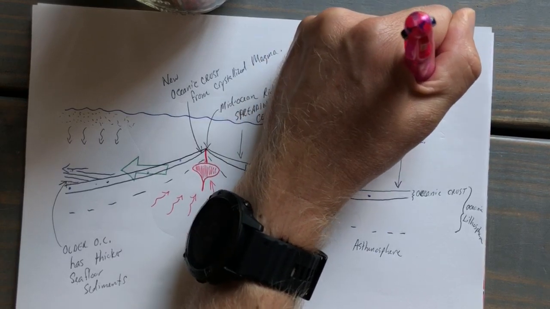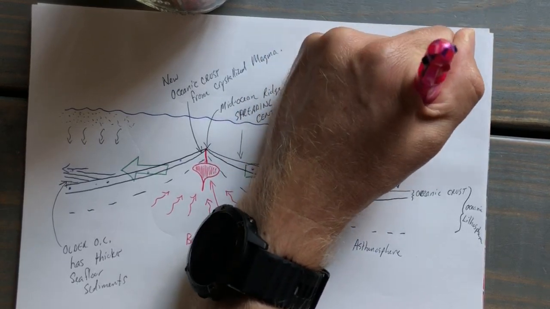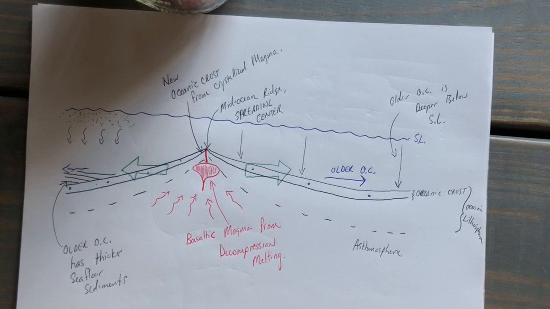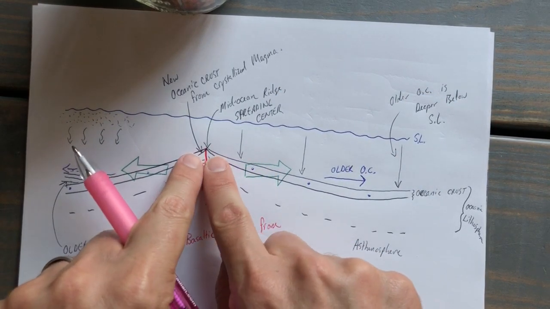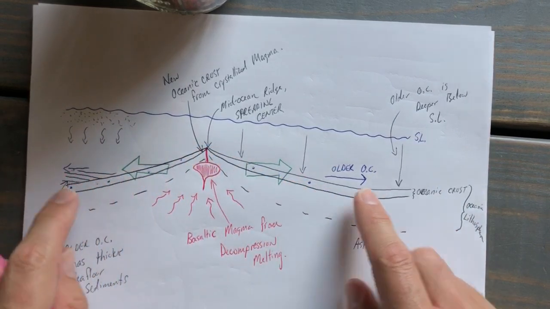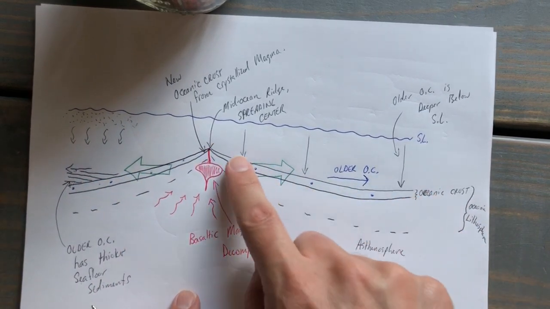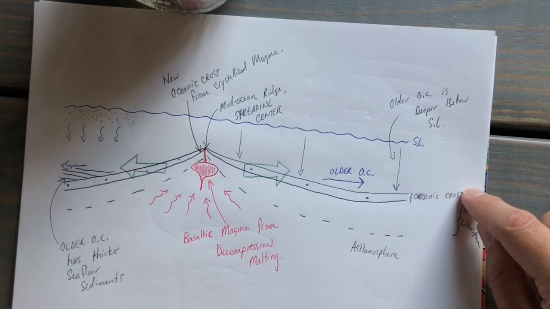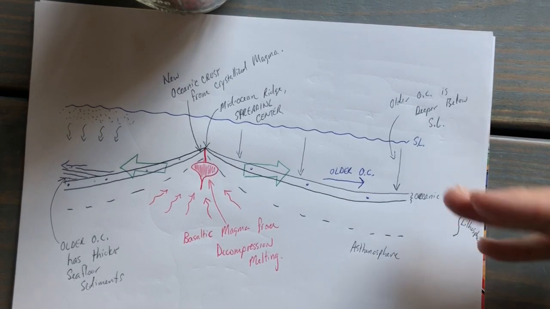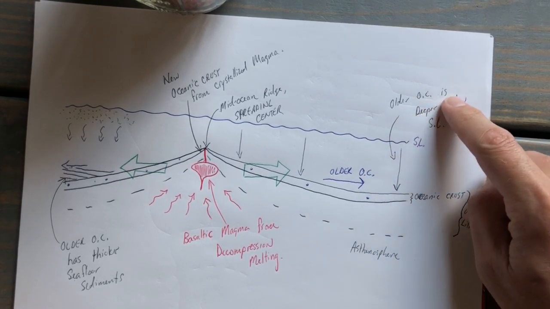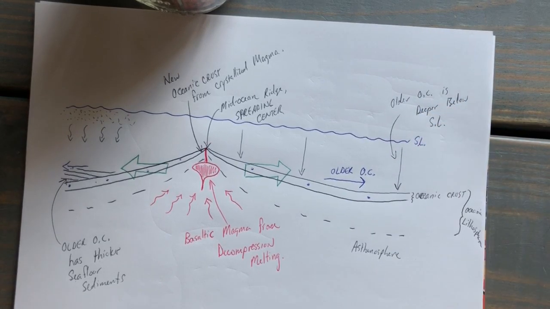The other view is that older oceanic crust is deeper below sea level. So new oceanic crust is kind of at a high point below sea level, and further away you get from that, the seafloor gets deeper and deeper. And this is because the oceanic lithosphere, not just the crust, but the entire lithosphere, becomes more dense, and it sinks down. It sinks down further. And so therefore, older oceanic crust gets deeper below sea level.